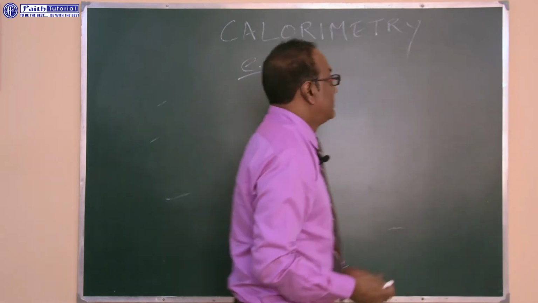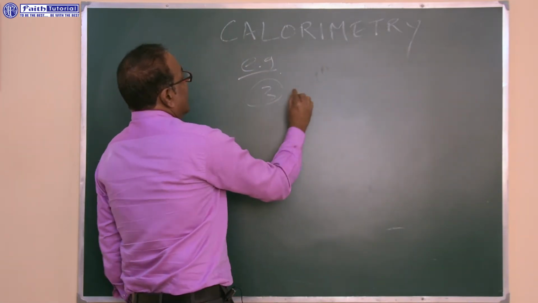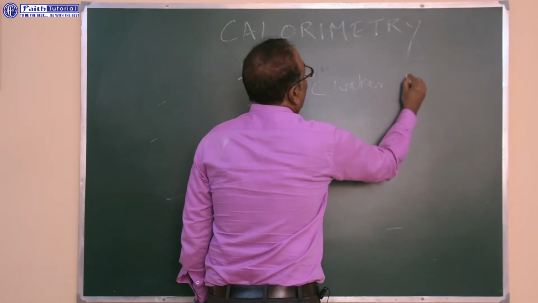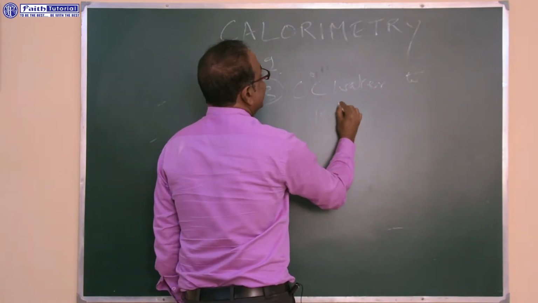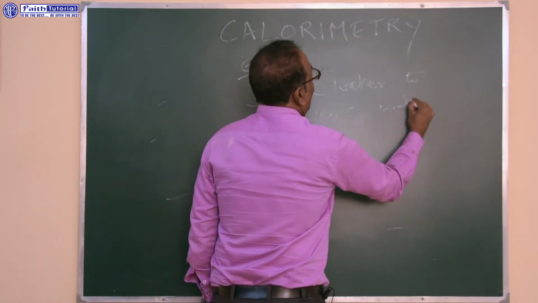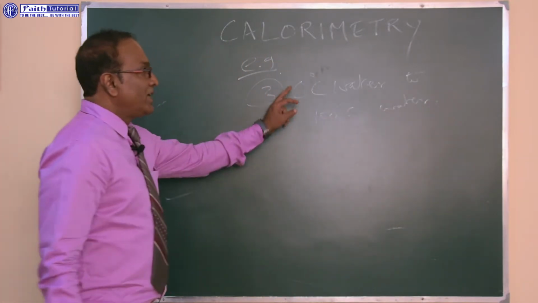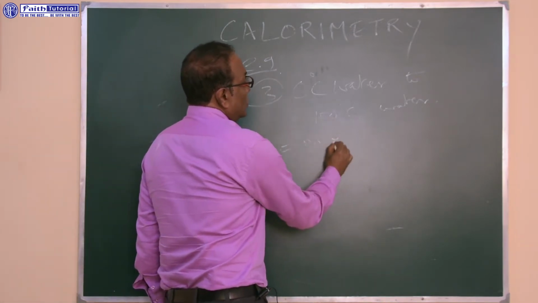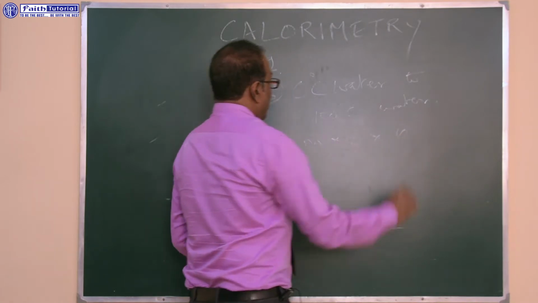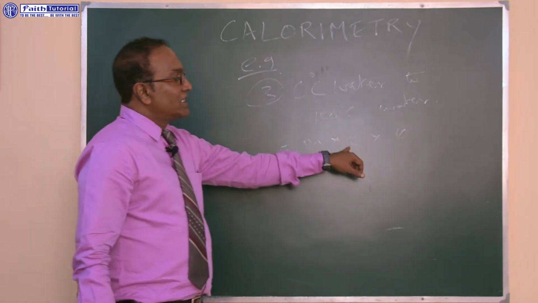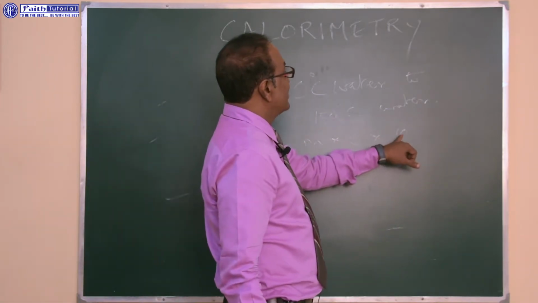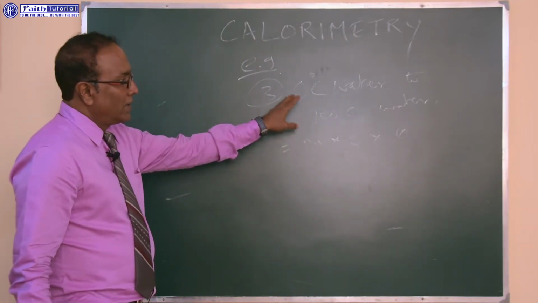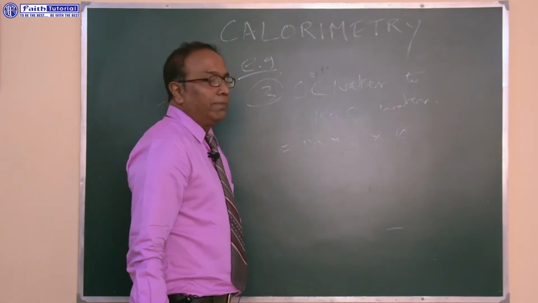In the third step, the water at 0 degree centigrade will convert to water at 100 degree centigrade. There is a change in temperature, so the formula is m into C into theta, where m is the mass of the water, C is the specific heat capacity of water, and theta is the rise in temperature, that's from 0 to 100. Now the water has reached 100 degrees centigrade, and this water will convert into steam.